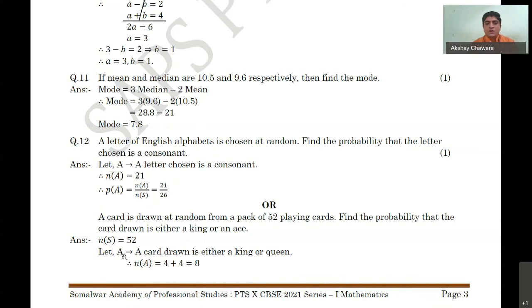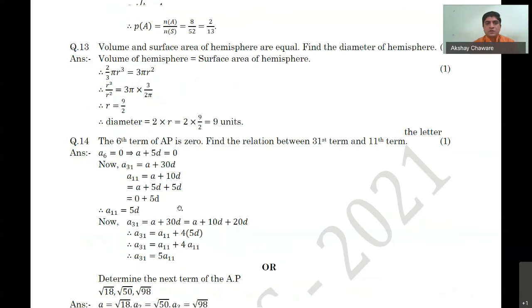Now the card drawn is either a king or a queen. So N of A is equal to total kings are 4, total queens are 4, so 4 plus 4 is equal to 8, right? And here we will use P of A is equal to N of A upon N of S, and 8 upon 52, that is equal to 2 by 13.